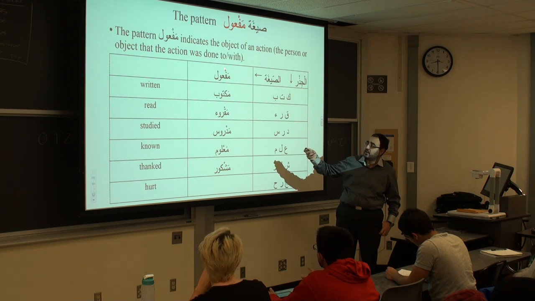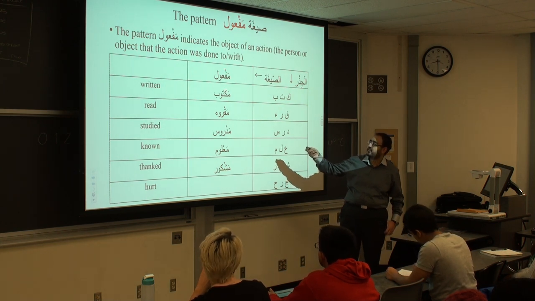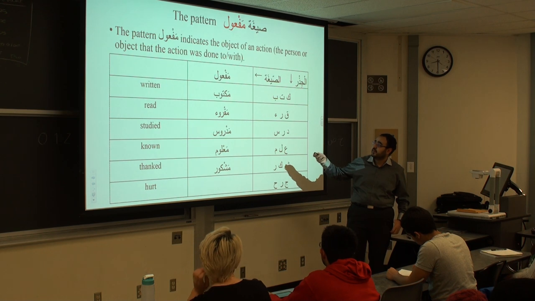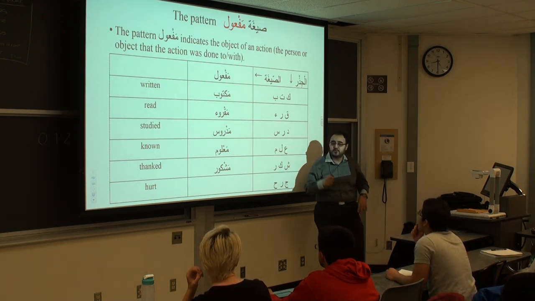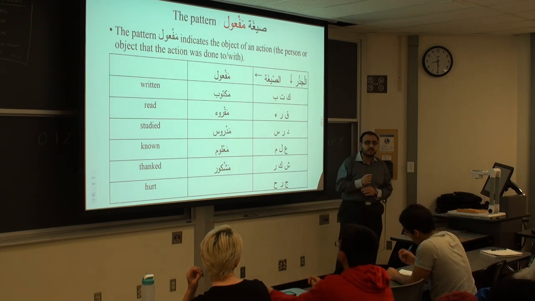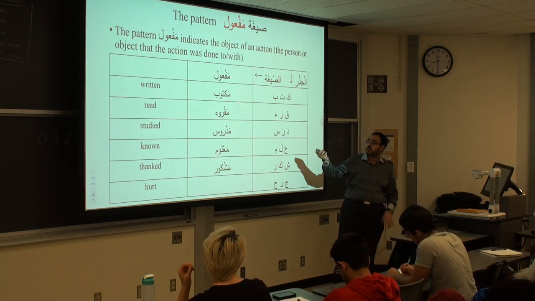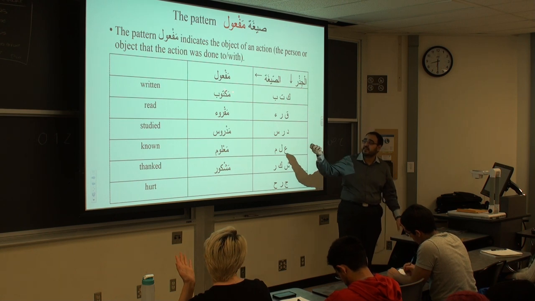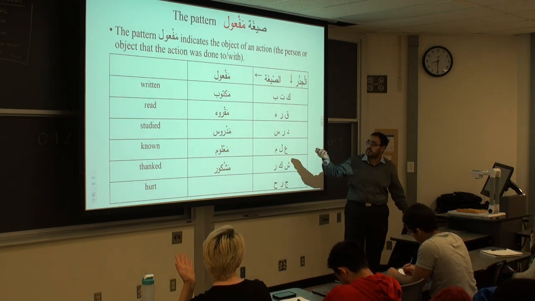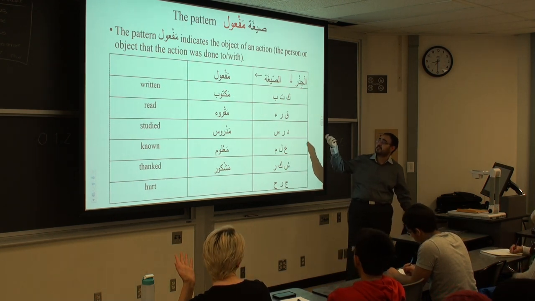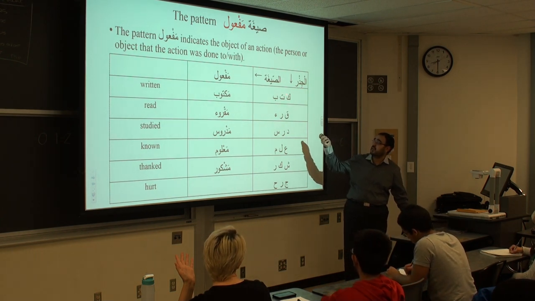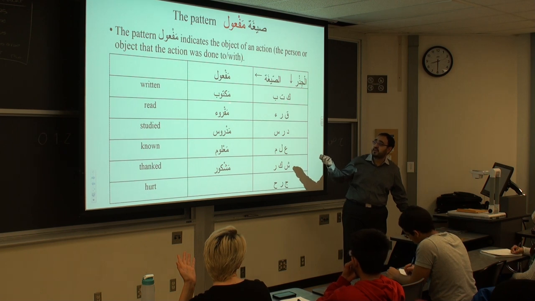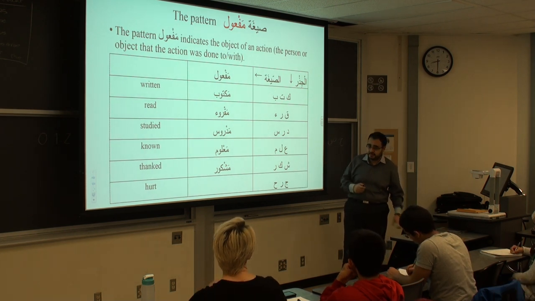Okay. It's kind of two questions. You're talking about the sukun? Yeah. Sorry. No, I just missed writing it here. Okay. No, that's fine. So it will be maktoub. So maktoub it will mean the written. Okay. So maktoub will indicate the object of the action. What this action is is determined by the root, okay? So it will be the action of writing, and maktoub will be the written.